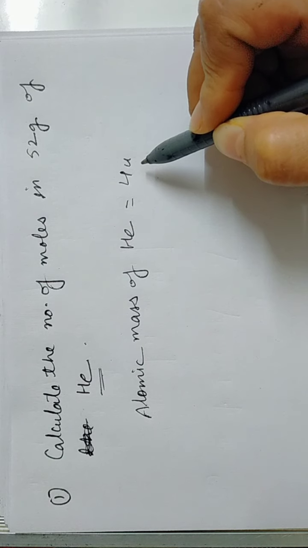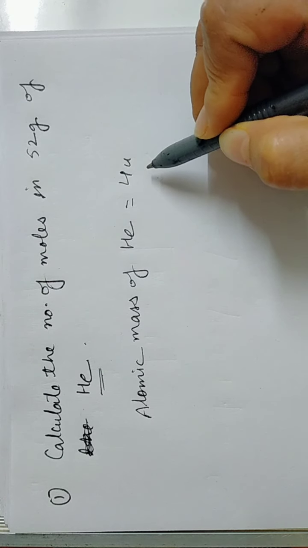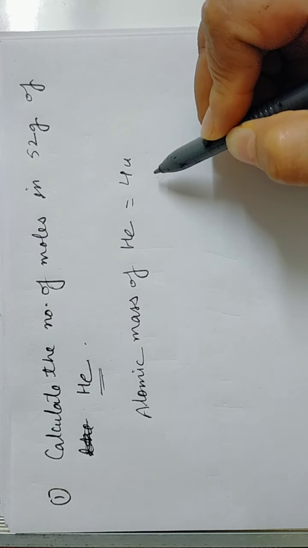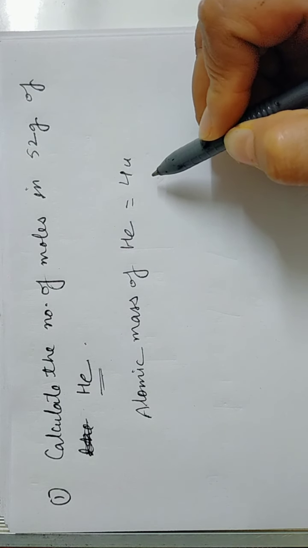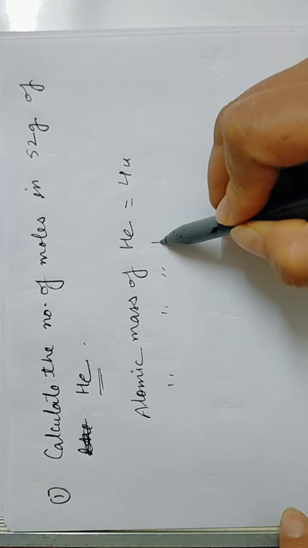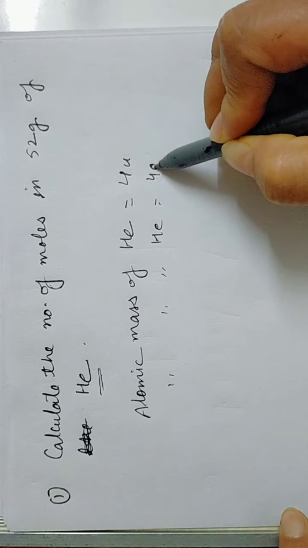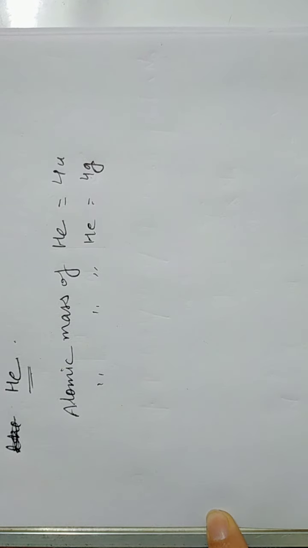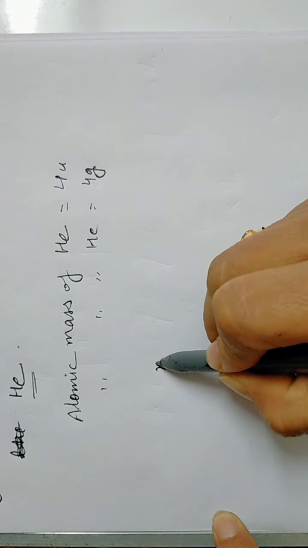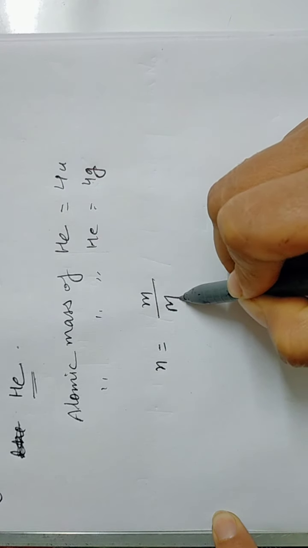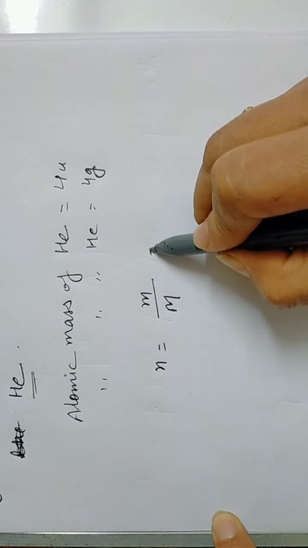This is in the unit form. First of all, we have to convert this into gram. We have already read that the unit mass is equal to the atomic gram mass, so the atomic mass of helium is actually 4 gram. Now we will use the formula. Just now I told you that for finding the number of moles, number of mole is equal to given mass upon molar mass.